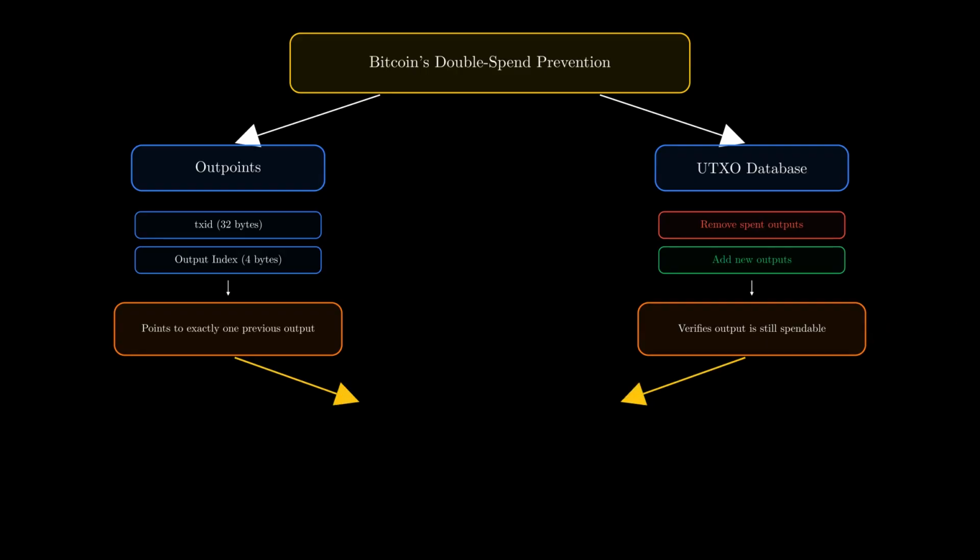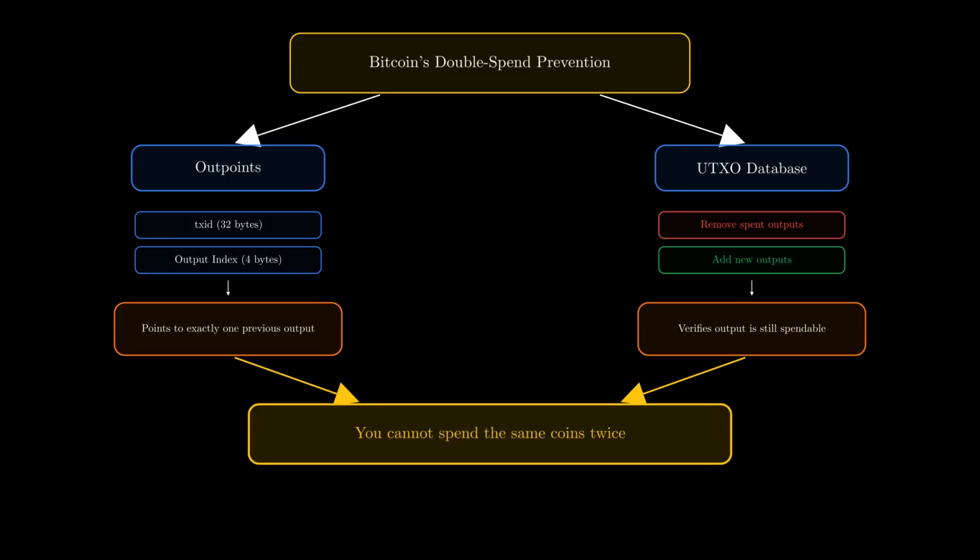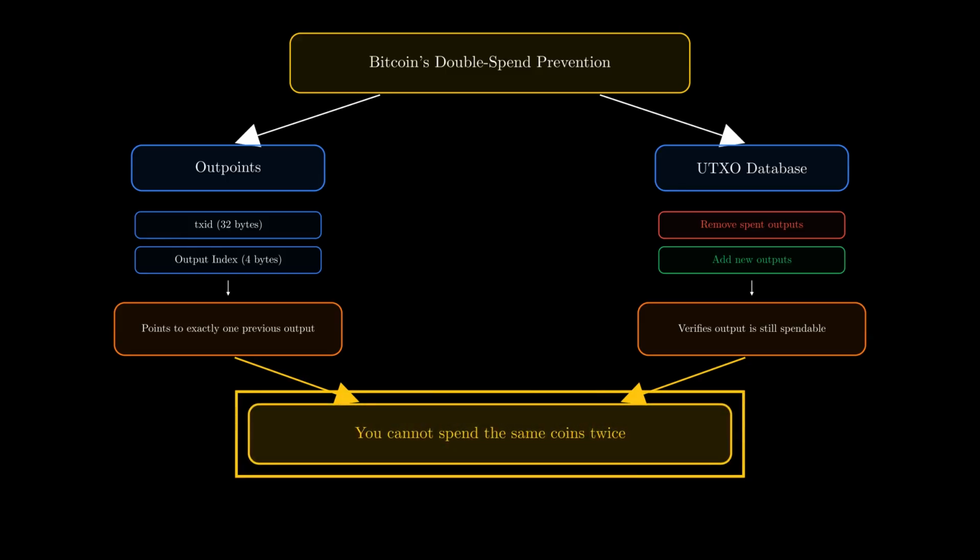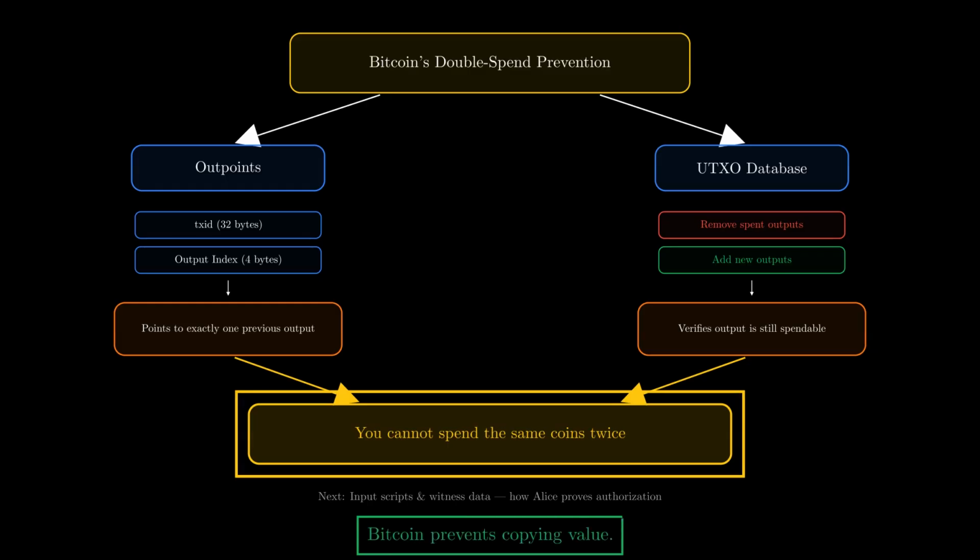Together, outpoints and the UTXO database enforce Bitcoin's most critical rule. You cannot spend the same coins twice. You don't need to trust Alice. Every node independently verifies every claim. The authorization conditions, how Alice proves she's allowed to spend, are handled by input scripts and witness data, topics for upcoming episodes. Bitcoin doesn't prevent copying data, it prevents copying value, and the outpoint UTXO system is how.